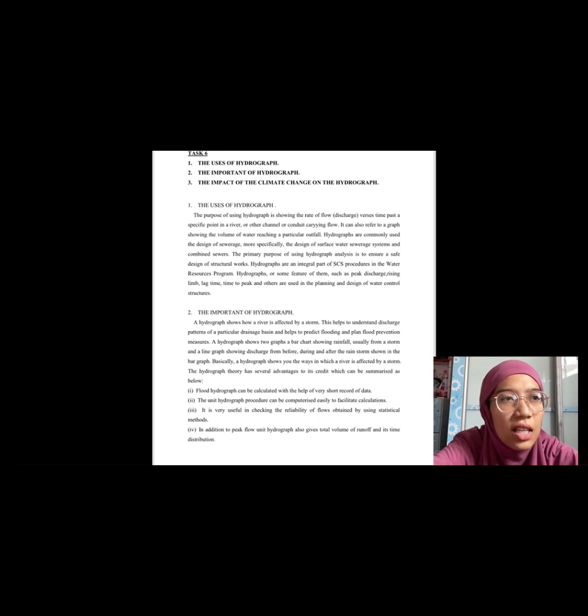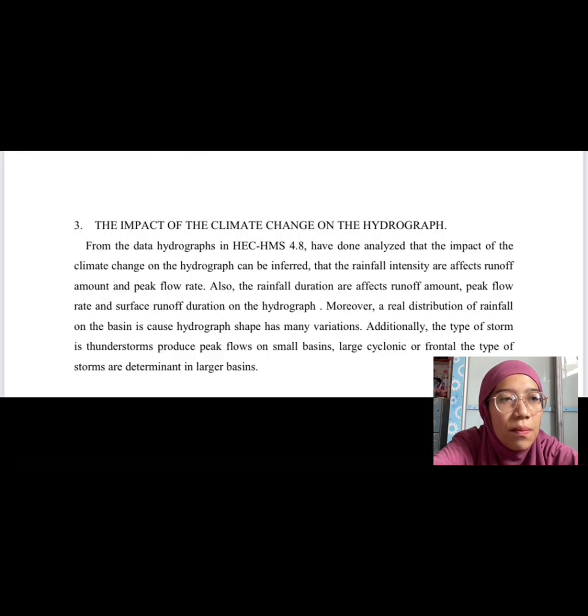Third, it is very useful in checking the reliability of flows obtained by using statistical methods. And the fourth, in addition to peak flow, the unit hydrograph also gives the total volume of runoff and its time distribution. Next, the impact of climate change on the hydrograph.